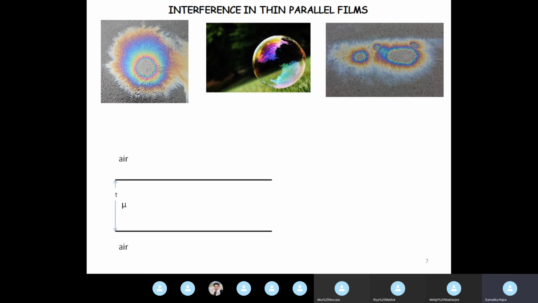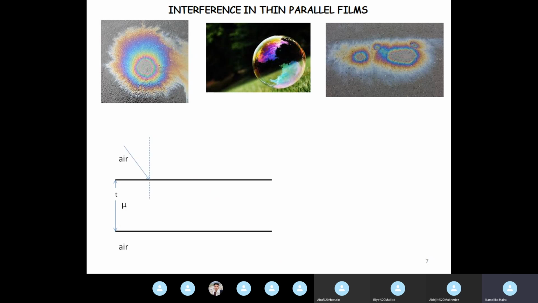So this is what I meant by a thin parallel film: air above, air below, or a different medium below, and a particular medium of refractive index mu is trapped between the boundaries, its thickness being t, and t, remember, is very, very small. Why t cannot be very large or very small, why t has to be an optimal value, we will get to know in today's class.